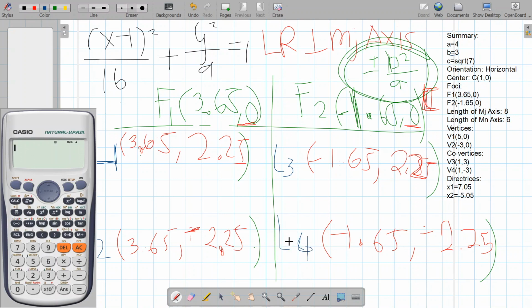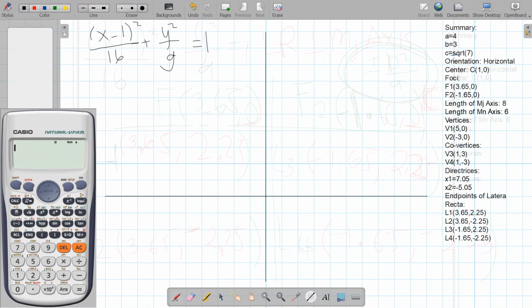Okay, so let's summarize and then graph. First we have the center, which is (1, 0). Starting from the origin, count 1 to the right side. Then for 0, we're not going to move. So it's just (1, 0), it's here. That is our center. I'll just write it as C.